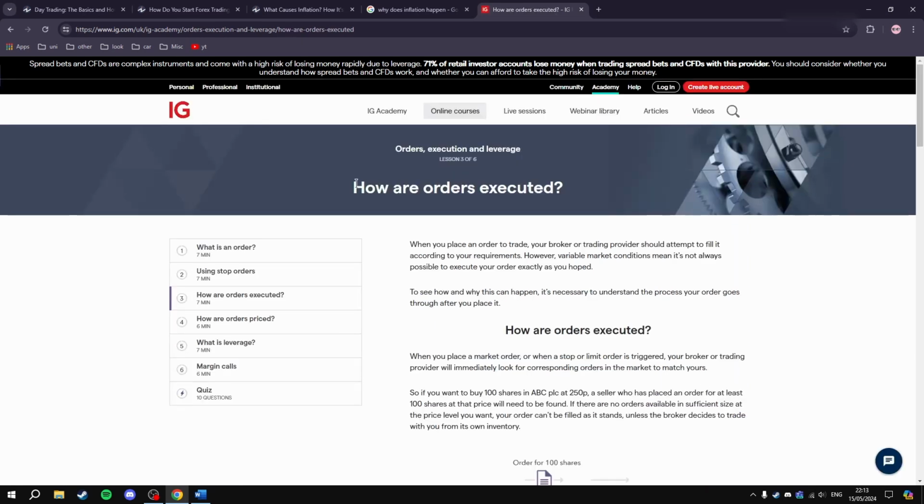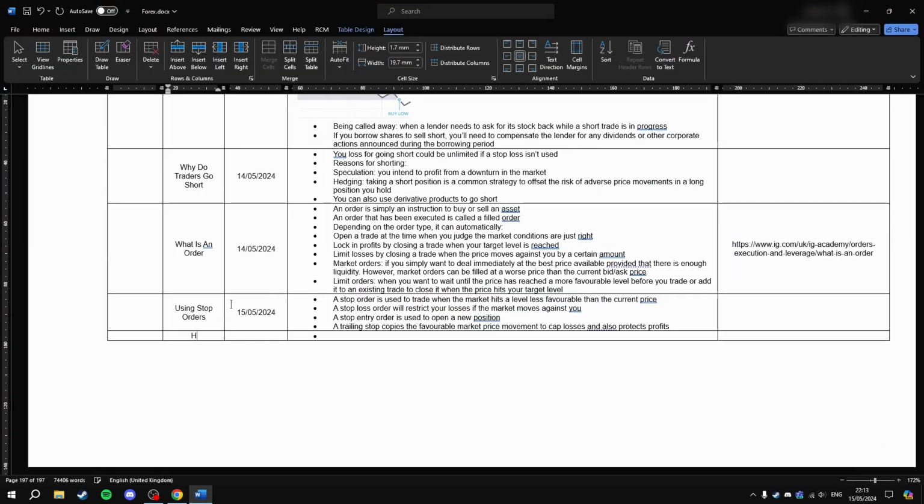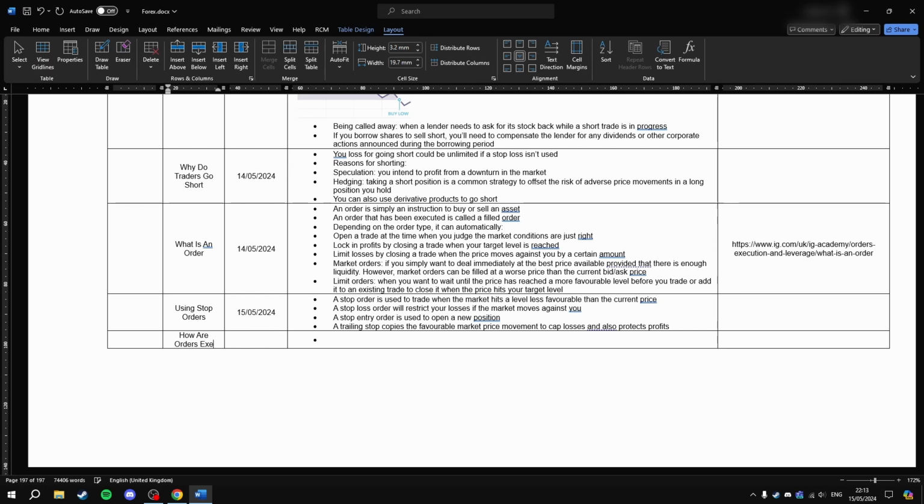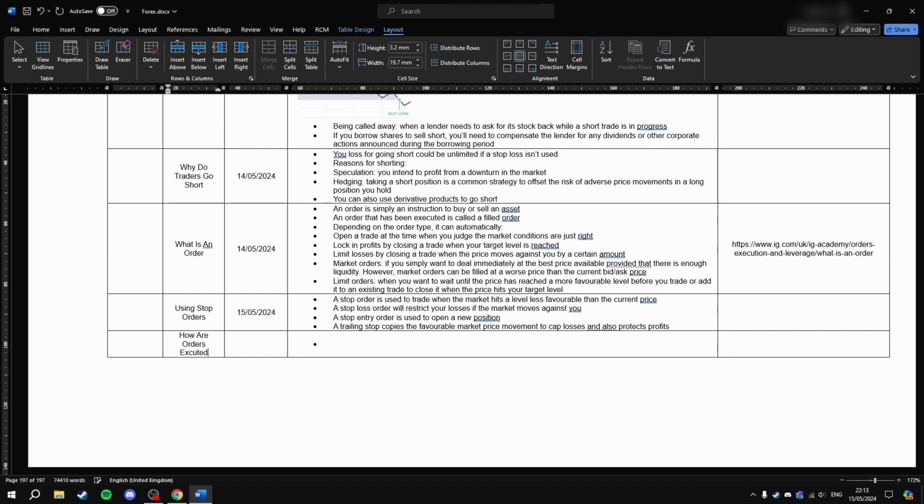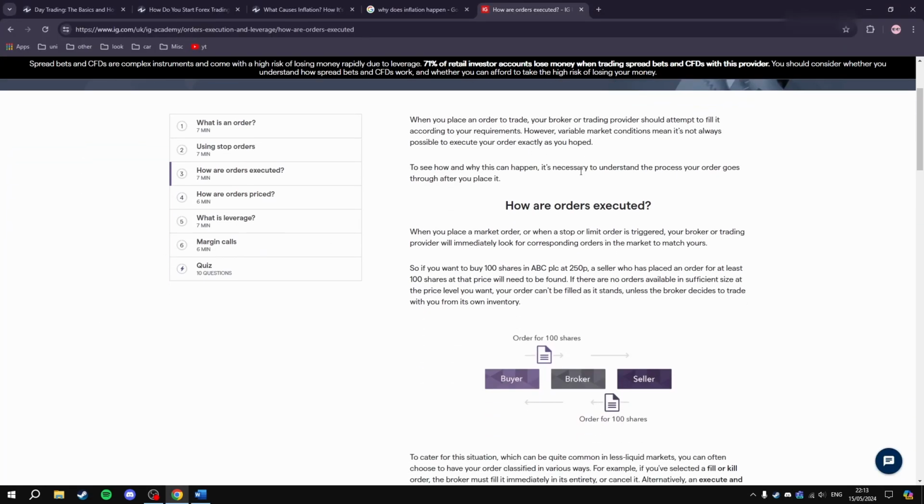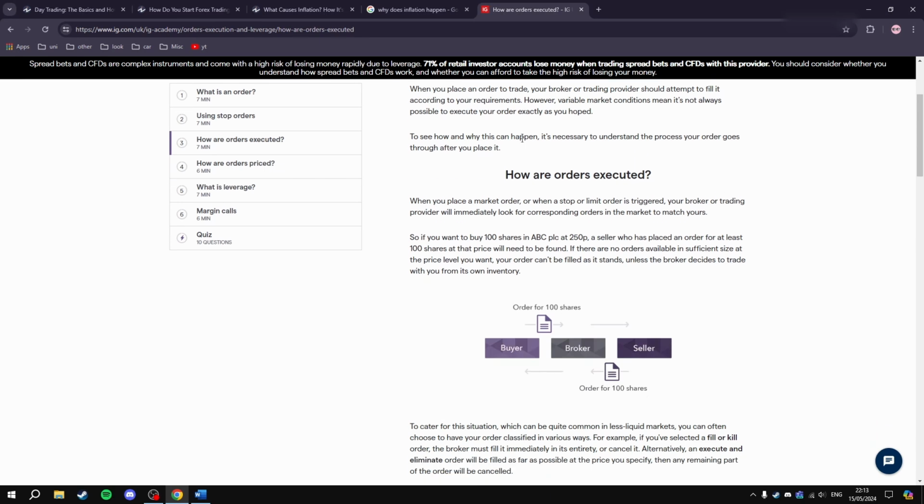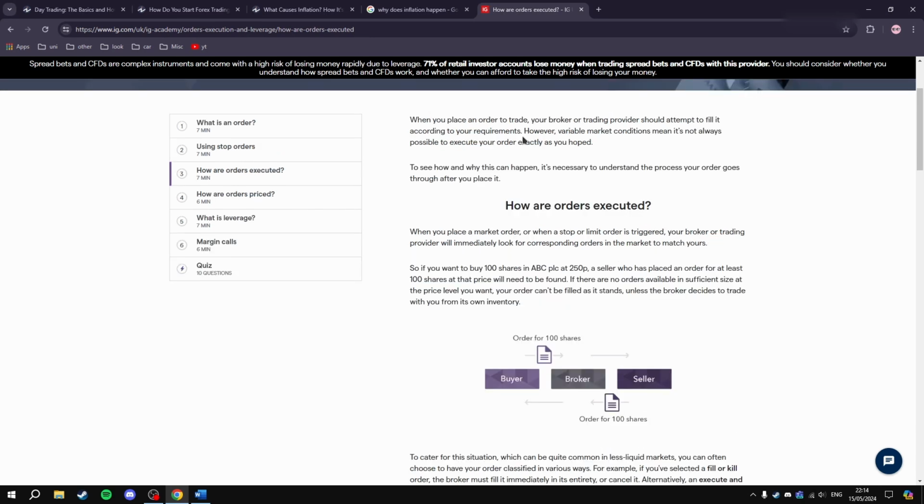Cool. How are orders executed? Executed, not excited. Yep, that. So, when you place an order to trade, your broker or trading provider should attempt to fill it according to your requirements. However, variable market conditions mean that it's not always possible to execute an order exactly as you hoped. To see how and why this can happen, it's necessary to understand the process your order goes through after you place it. How are orders executed?